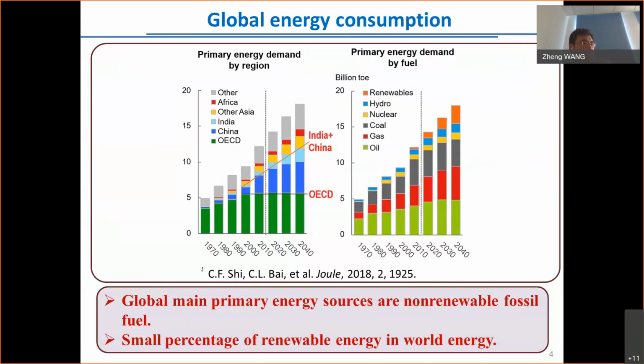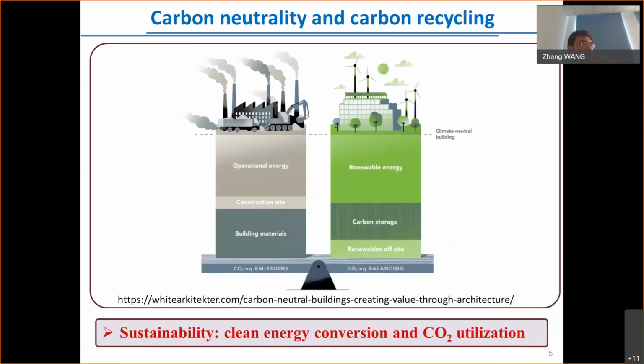And the emission of carbon dioxide originates from the combustion of lots of fossil fuel. As shown in the figure, more than 80% of world energy supply is from fossil fuel. And the world's main primary energy sources will still be fossil fuel in the next 20 years. The renewable energy consumption is quite small. Moreover, the storage of fossil fuel on Earth is limited. Therefore, from the viewpoint of environment and energy, it is necessary to investigate clean energy conversion combined with carbon dioxide conversion and utilization to achieve a sustainable carbon neutral society.